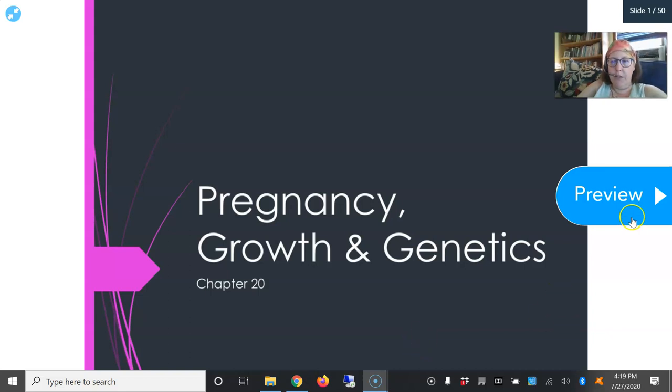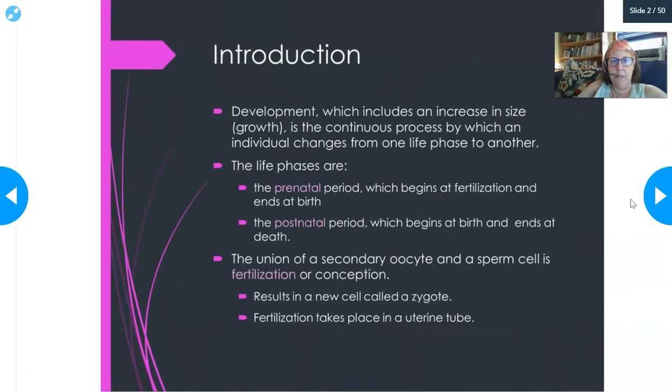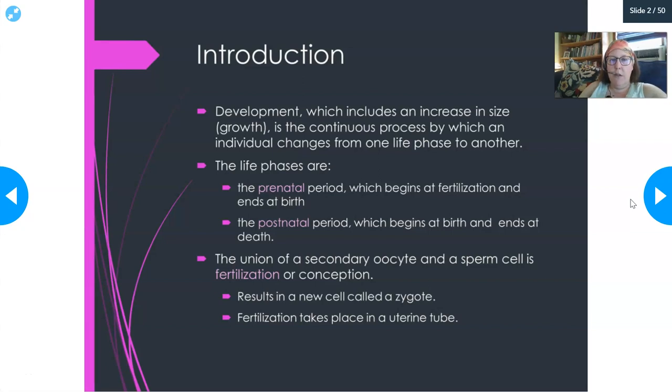So we're going to go over pregnancy, growth, and genetics in this lesson. Development, which includes increase in size, which is growth, is the continuous process by which an individual changes from one life phase to another. So you go from birth all the way to death in development, but we're going to look mostly at prenatal development and then just a little bit at aging. Development is growing, but it's also maturing, et cetera.